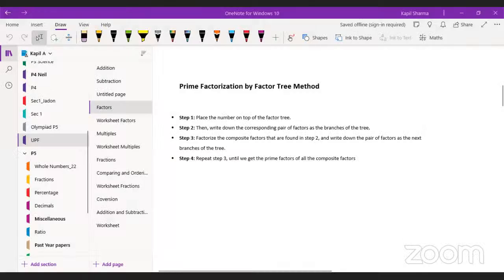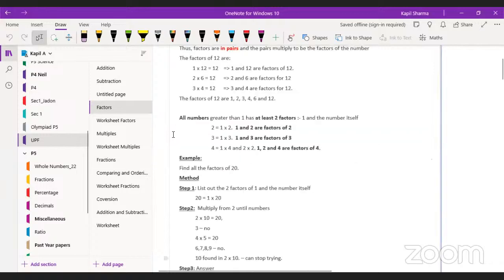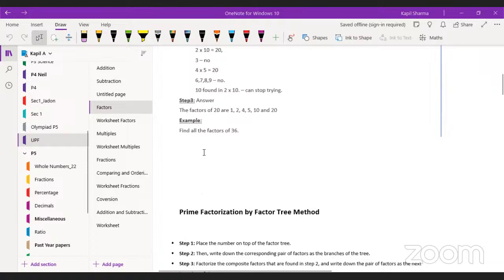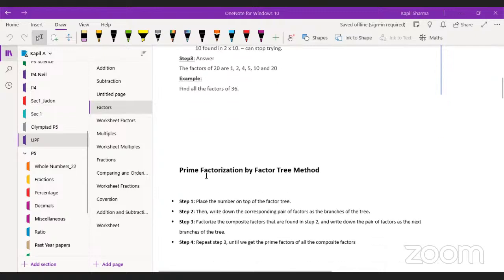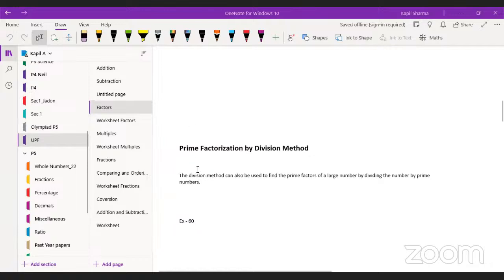Okay, in the last session, we talked about factors: what are factors of a number and how to use the factor tree method for prime factorization. Okay, so we discussed that. Now, next is prime factorization by division method, or step method.